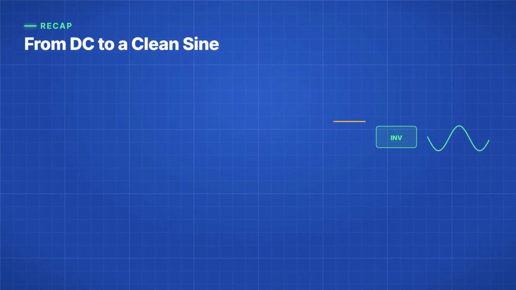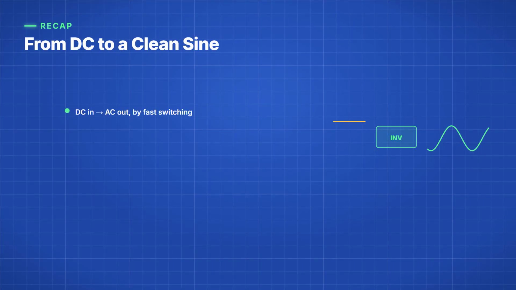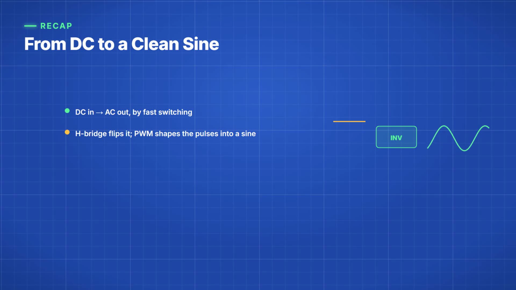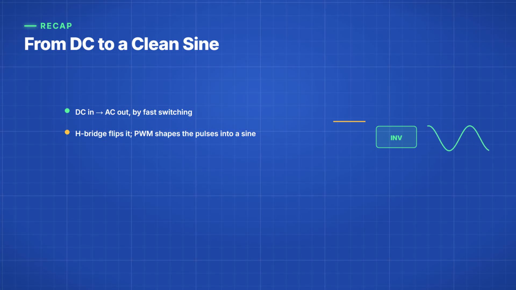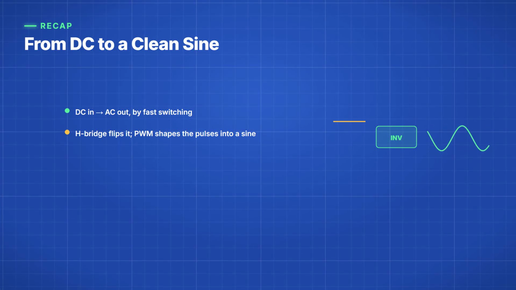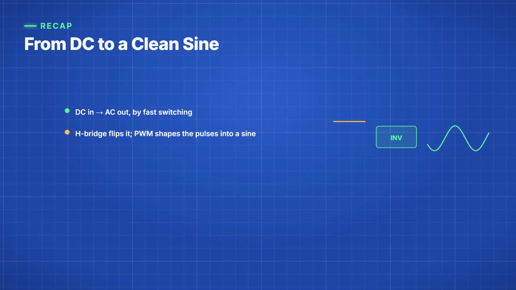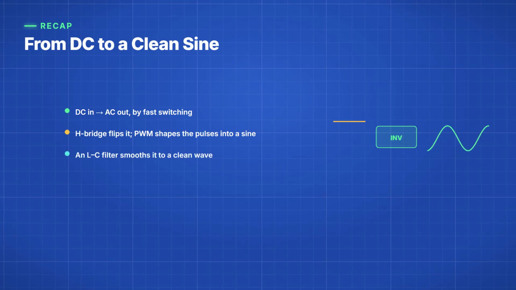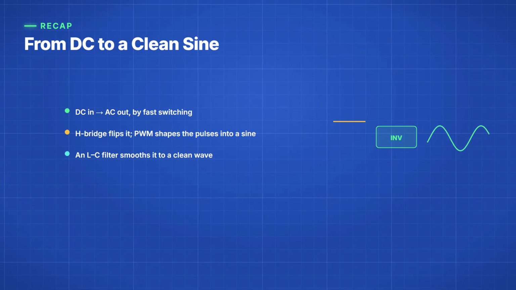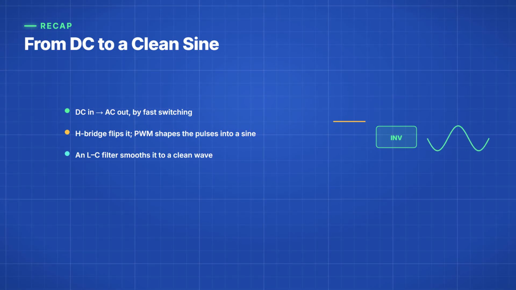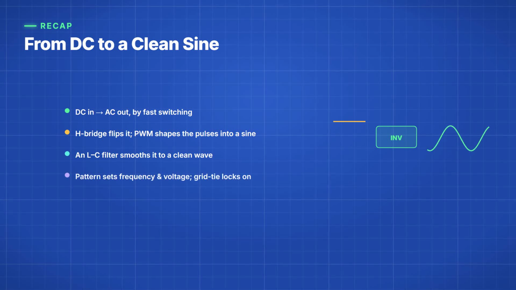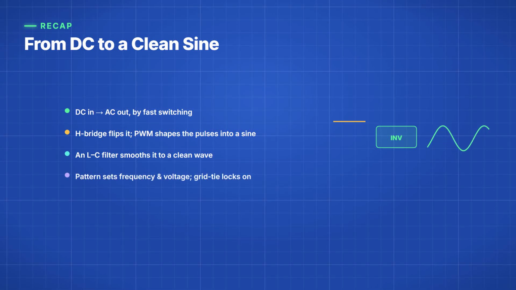So, to bring it together, an inverter turns steady DC into alternating current. It does it by switching. An H-bridge flips the connection back and forth. A raw square wave is too rough, so pulse width modulation shapes the pulses, and their average traces a sine. A filter smooths it into a clean wave. The switching pattern sets the frequency and the voltage, and a grid tie inverter locks onto the grid before pushing power out. Quietly, inverters power the modern world.